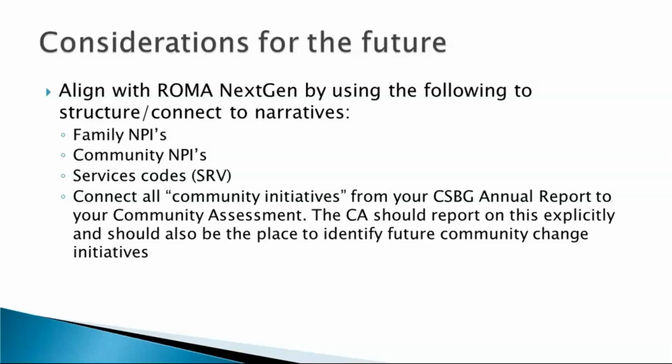And then also thinking about your CSBG annual report, the new community initiatives section, which I think is a really great opportunity for community action to tell its story at the community level. That's a perfect place to tie in the community assessment, because the community assessment should address those issues that ultimately are being addressed in the community initiatives that we report on. So this is just a reminder to think about how your community assessment can explicitly tie in some of the elements of ROMA NextGen as you go forward and make your community assessment more ROMA informed. So that's how we're doing it here in Rochester in upstate New York. And if you have any questions about that, I'd be happy to try to address those.